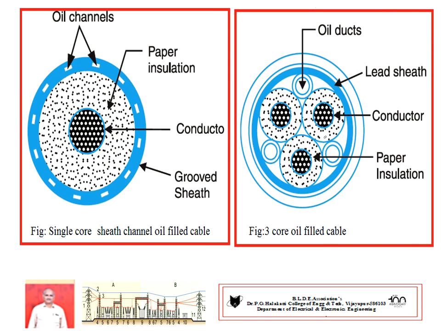Next one, single core sheath channel oil filled cable. This type, the name only gives the information. In the core sheath channel oil filled cable, you clearly observe the channels are placed in the core sheath. Through this channel, pressurized oil will circulate. This pressurized oil system compresses the entire paper insulation and conductor system.